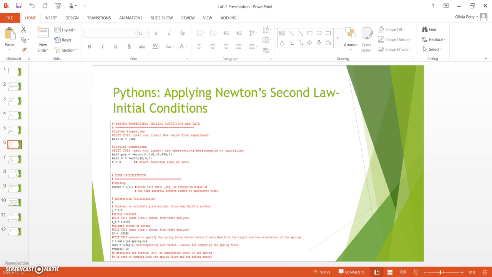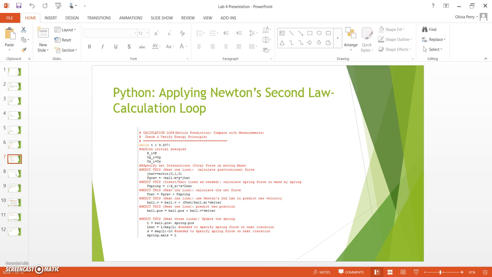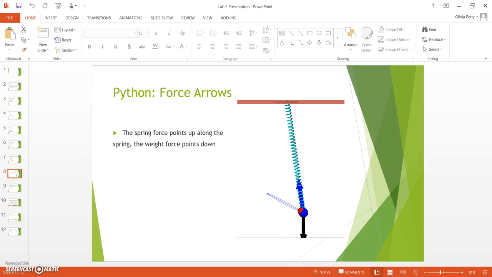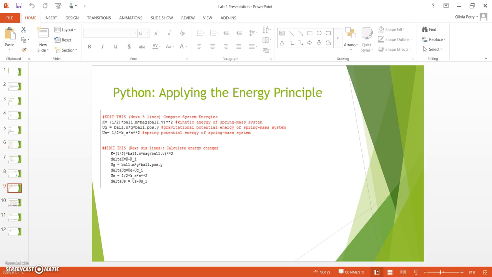The first part of the code is updating the initial conditions, as shown here. Here, I have added in the code for the force of gravity, spring force, and updated the position update equation in Newton's second law. I have also updated the code to update the spring. The added arrows showing the forces point as we would expect, as the spring force is a restoring force and points up, while the weight force points down.